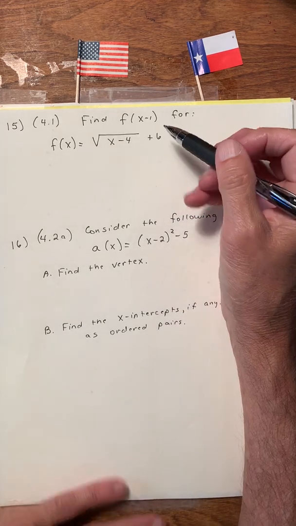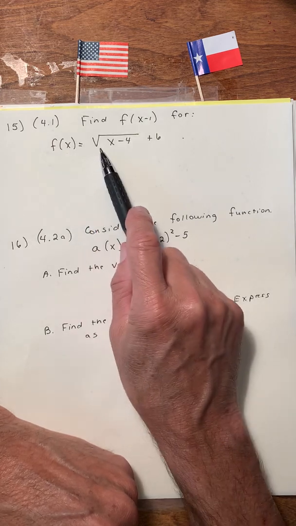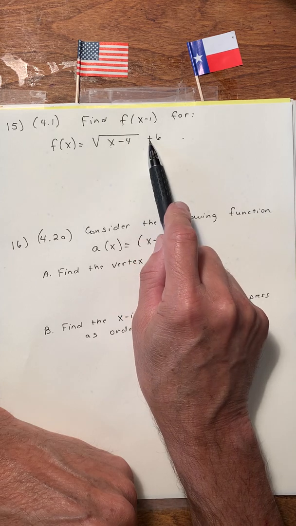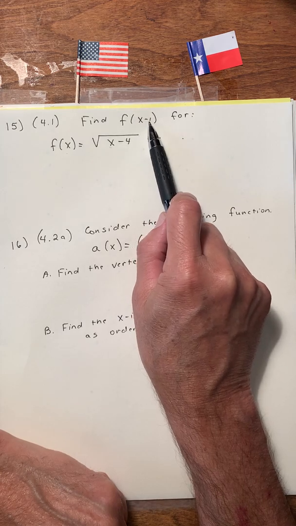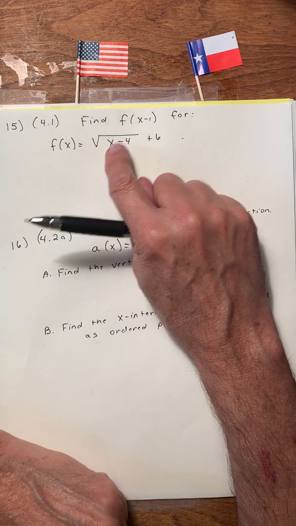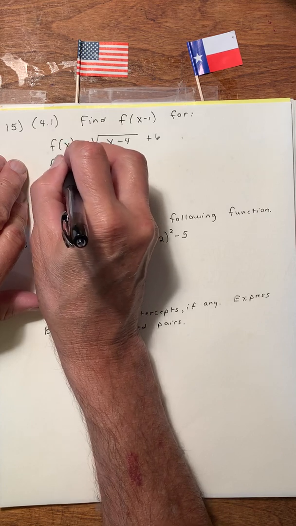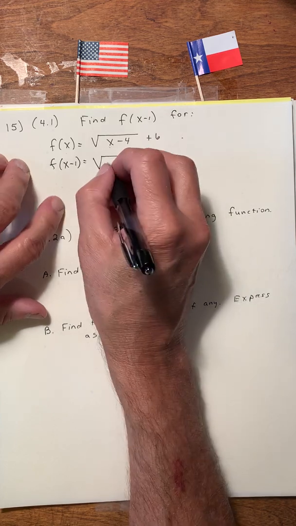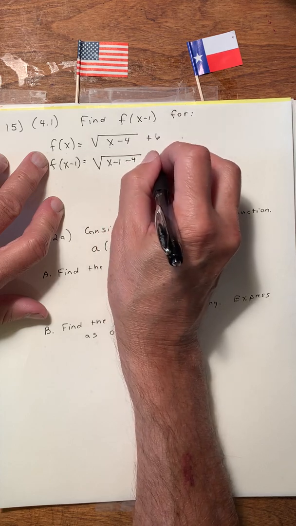All right. This is my function notation. Here's a function: f of x is the square root of x minus 4, and then on the outside of the radical plus 6. They say find f of x minus 1. This is going to be simple. That means everywhere there's an x, I simply put x minus 1. So f of x minus 1 is, everywhere there's an x, I put an x minus 1, and I still put the minus 4 plus 6.